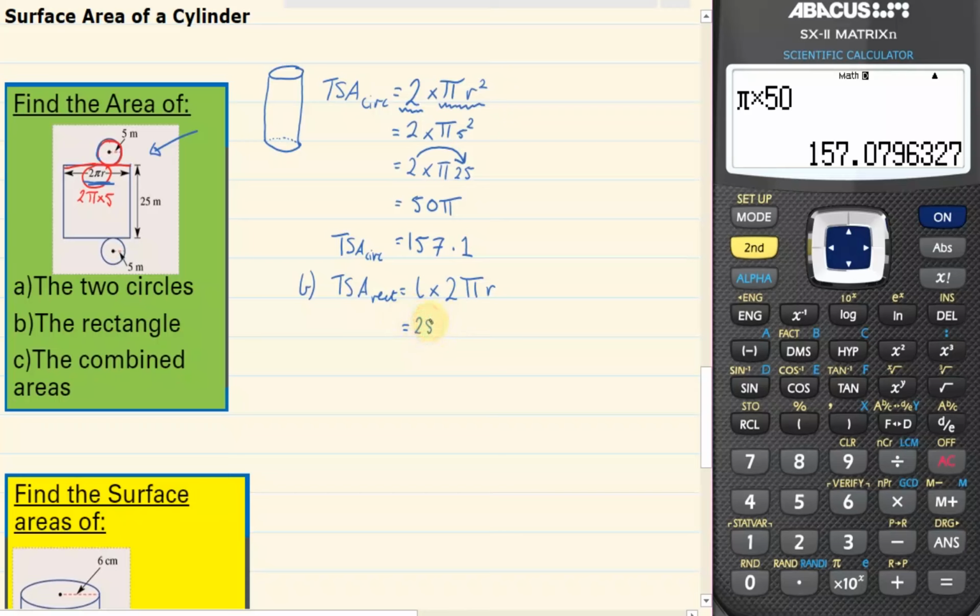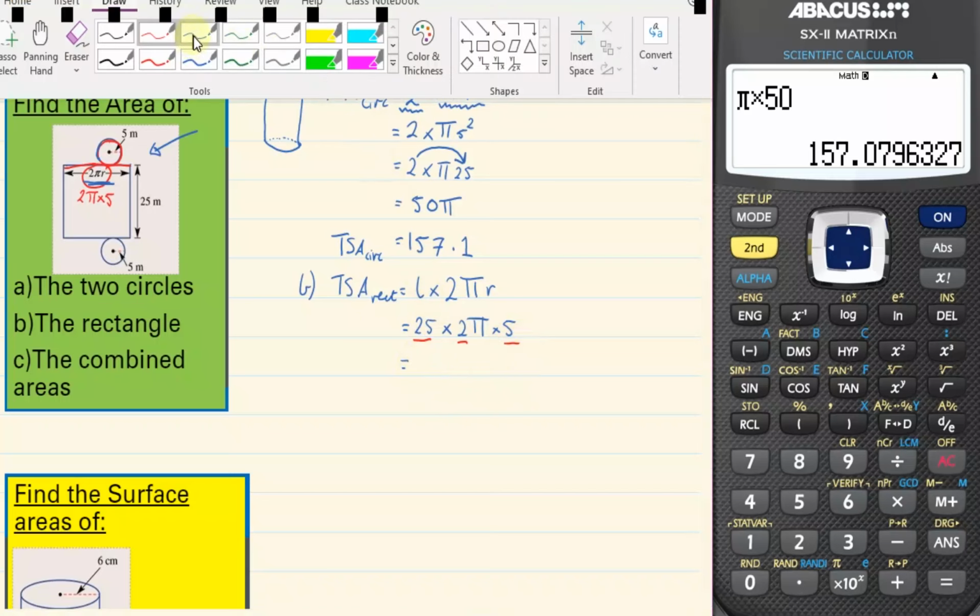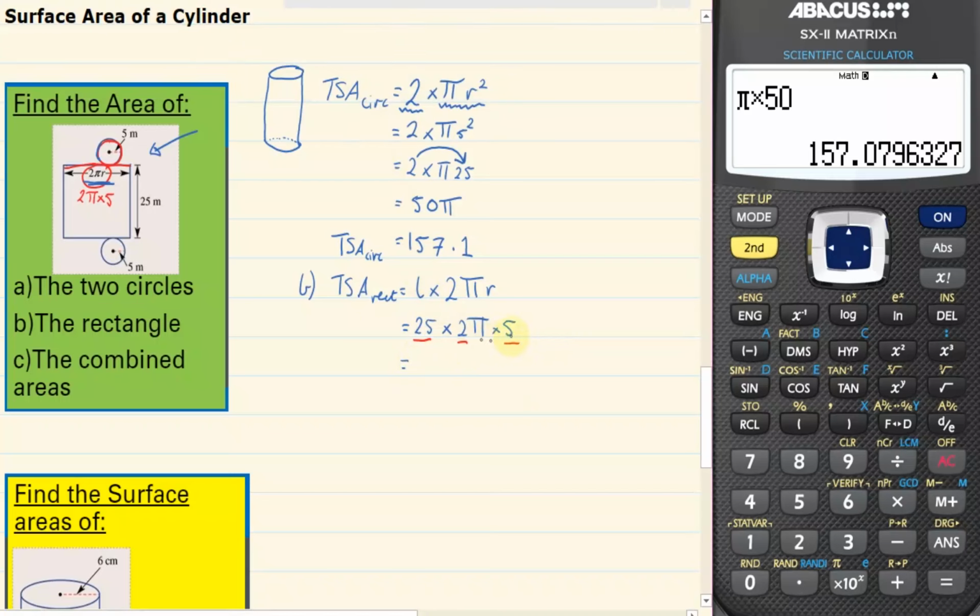And now let's substitute in our values. 25 times 2 pi, and r, as we did before, is 5. Now again, I can multiply some of those together fairly easily. So 25, 2, and 5, I can multiply all those together and come up with, so 2 5s are 10, 10 times 25 is 250.